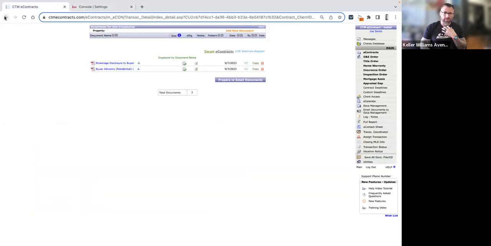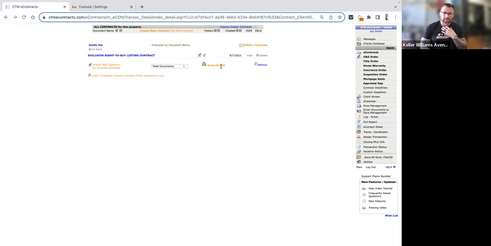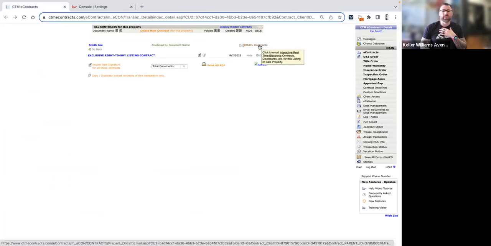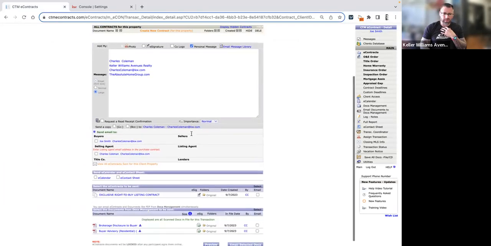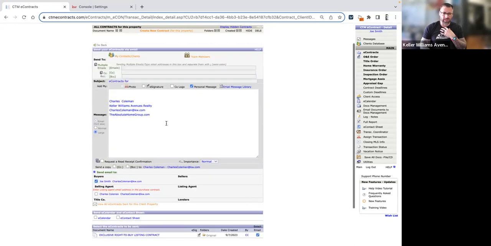Now this is why this was all important. Let's go all the way back. Let's go all the way back. So now we're going to email contracts. You hit this email contracts button, and you can see that your buyer, Joe Smith's information is right here. So I can actually say, I want this email to go to Joe Smith. I want you to send all three of these, right? I want you to send the exclusive right for him to sign. I want you to send the brokerage disclosure for him to sign. I want you to send the buyer advisory for him to sign.